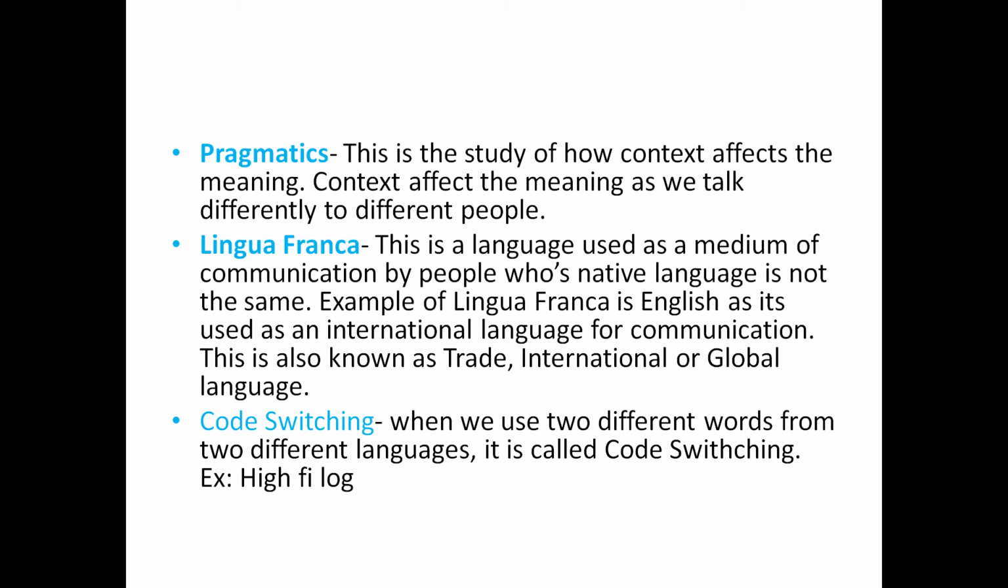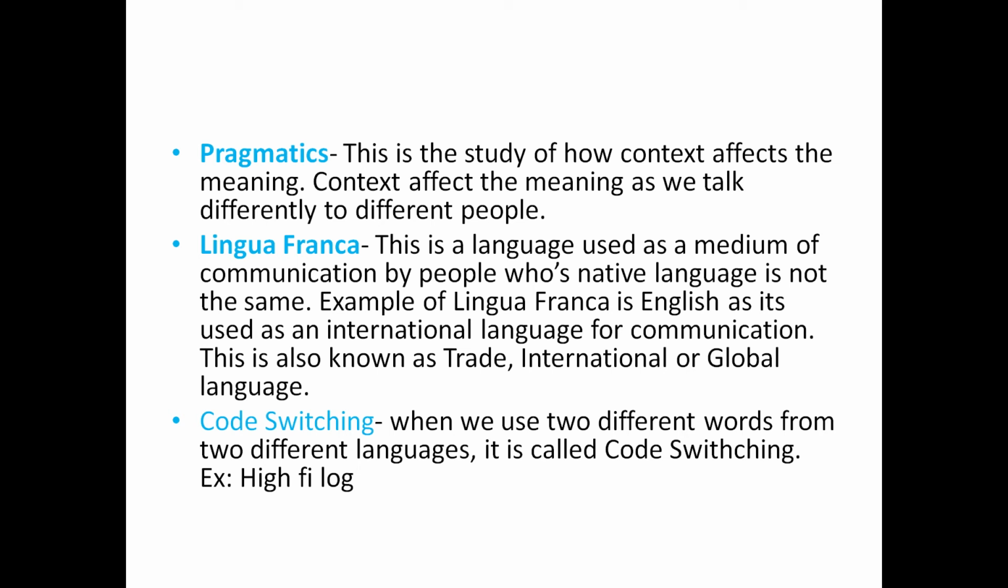For example, if we are doing business in Japan or in America or in South Africa, we can't learn their language. But instead of that, all people use a common language for business purposes, and this common language is called lingua franca. And in today's world, this lingua franca is mostly English.